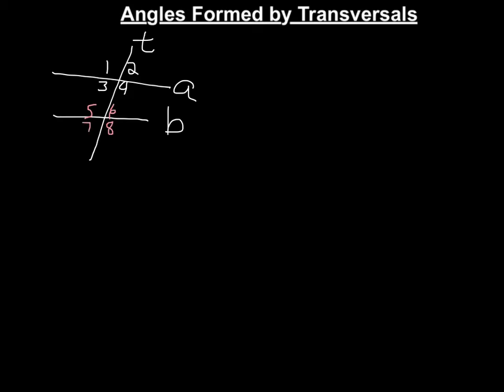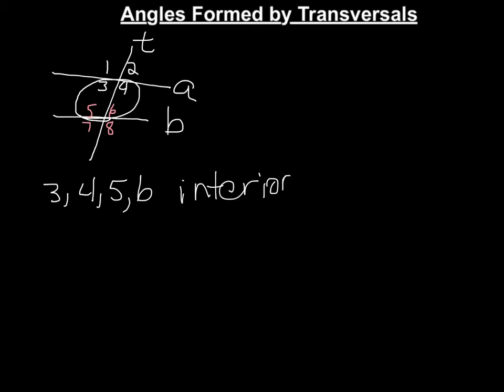Now, there's going to be some words that come up, interior and exterior. When they are referring to that, they're talking about the two lines A and B. What lies on the interior, on the inside of A and B? Well, that would be angles 3, 4, 5, and 6. They are on the interior. If there's interior, then there must be exterior. What's on the exterior, or the outside, of the two lines? Well, that would be angles 1, 2, 7, and 8.